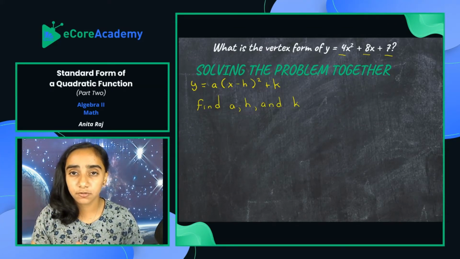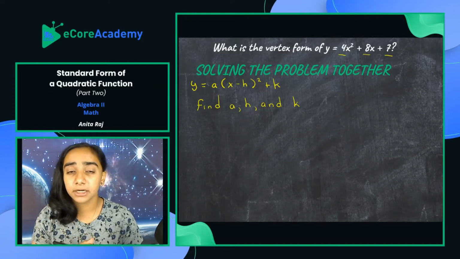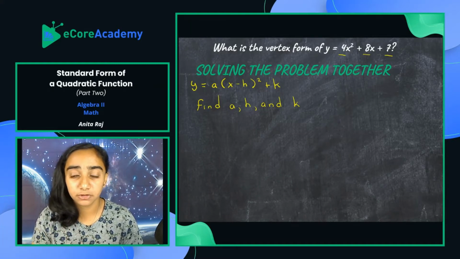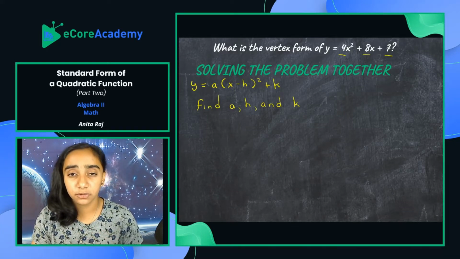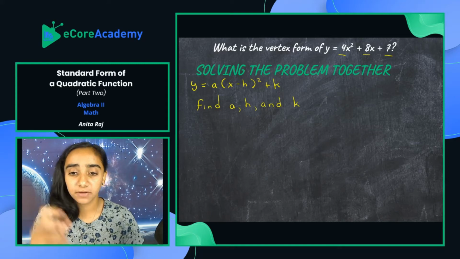And when we have standard form, we can't directly find the vertex just by looking at it. We've got to manipulate it. Remember negative b over 2a from the last video. We've got to do those kinds of things to find out what (h, k) is. So let's get right into it. First, let's find out what a is.